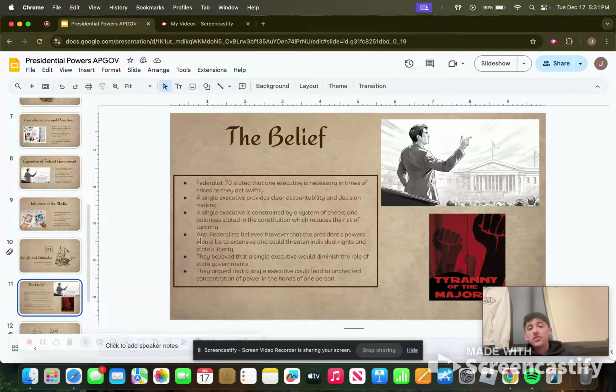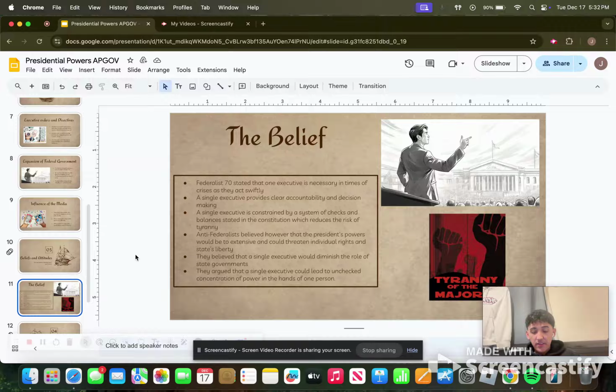A single executive is constrained by a system of checks and balances stated in the Constitution, which reduces the risk of tyranny. However, the Anti-Federalists believed that the president's powers would be too extensive and could threaten individual rights and states' liberty. They believed that a single executive would diminish the role of state governments, and they argued that a single executive could lead to an unchecked concentration of power in the hands of one person.